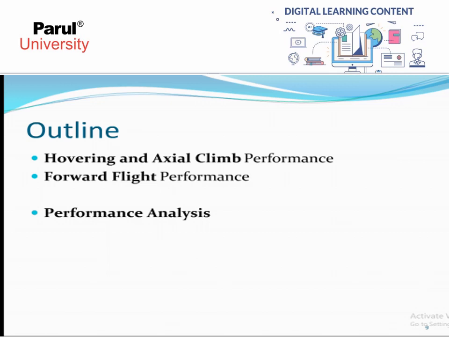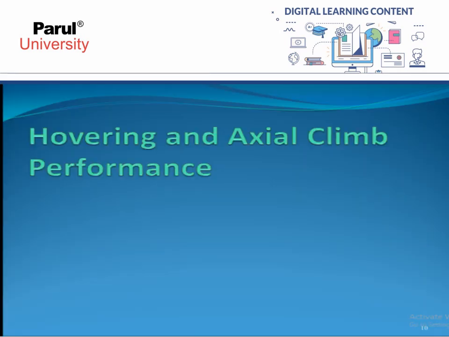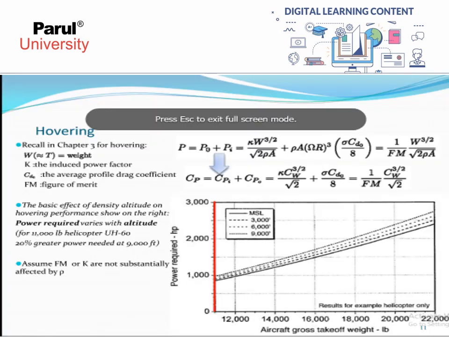Next thing is what? In hovering and axial climb performance, we have to discuss hovering and axial climb flight performance of a helicopter. Recall in chapter 3, for hovering, weight is equal to thrust, W is equal to T. K is the induced power factor, CD naught is the average profile drag coefficient, and FM is the figure of merit.